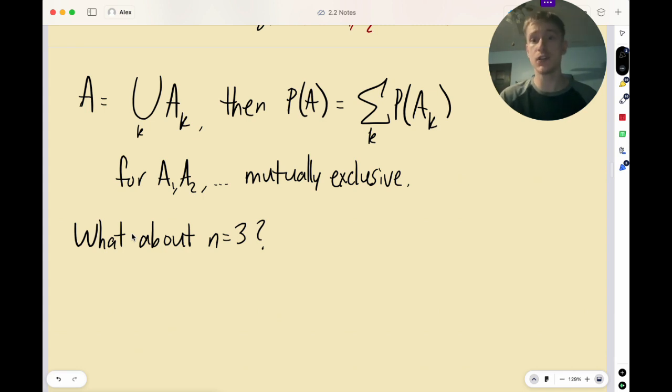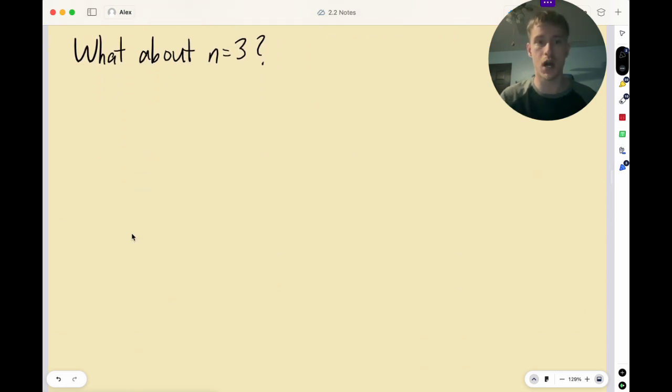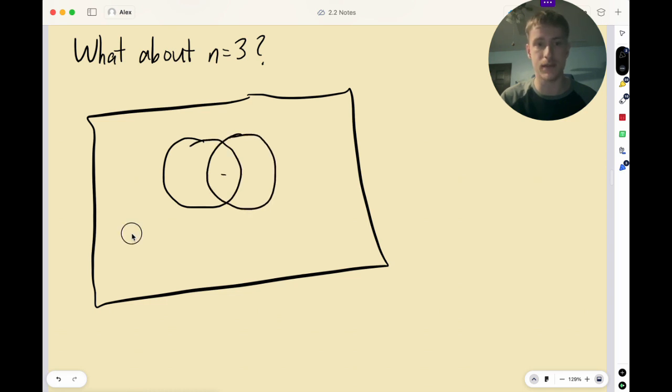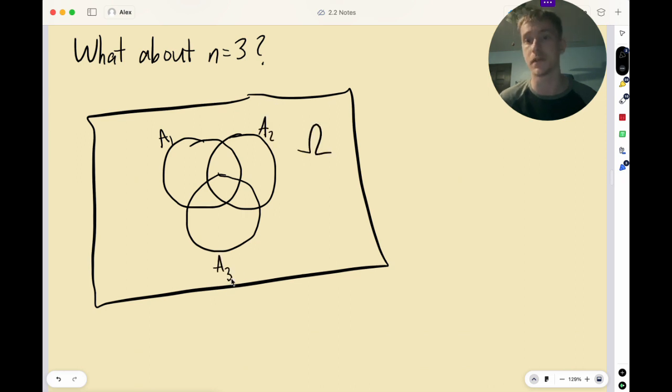I think the easiest way to do this is just to draw a picture. So that's exactly what we're going to do. We're going to draw kind of the worst case scenario, which is that all 3 of them have some kind of intersection that's non-empty. So I'm going to draw 3 Venn diagrams, and we might call them A1, A2, and this time A sub 3, with an overall sample space. So the question is, what is the probability of A1 union A2 union A3?